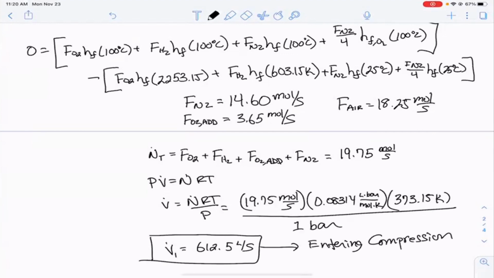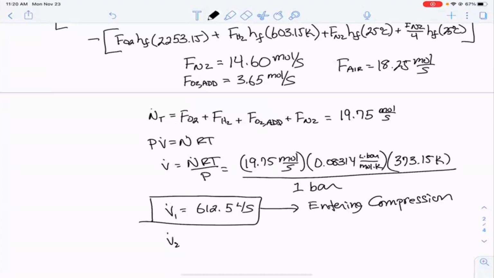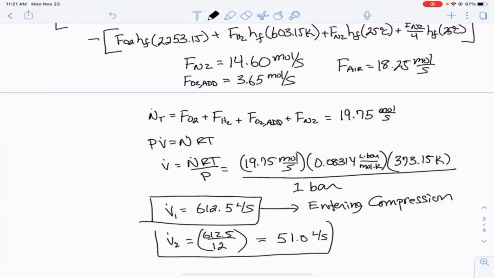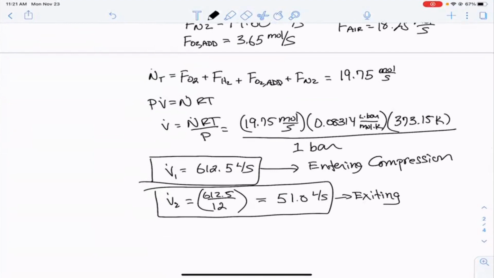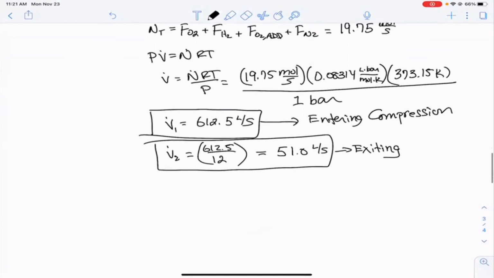Or the compression stage, right? And V2 is just equal to that number divided by 12, because we were told in the problem statement that the compression ratio was 12, and that's approximately 51.0 liters per second. And that's exiting compression. Okay? And we were told, just like in many of the other problems that we have solved throughout the course of our semester, that the compression is done isentropically.